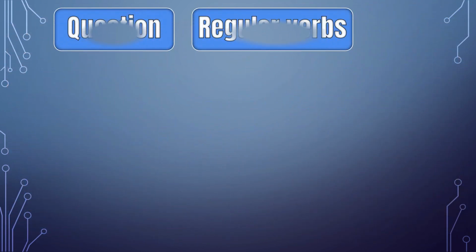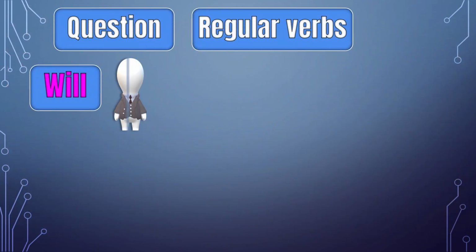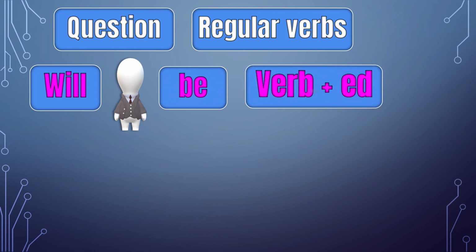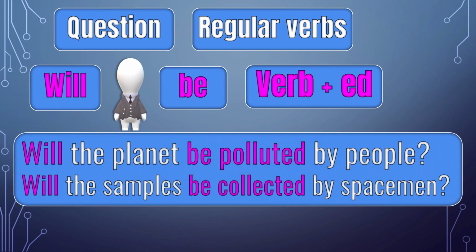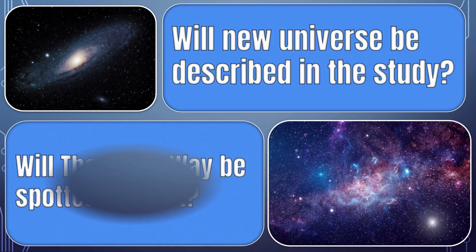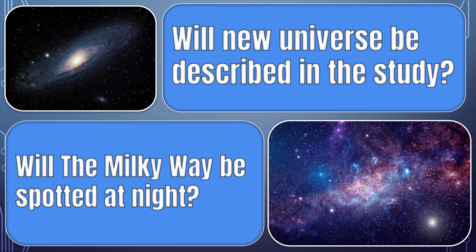When we ask a question in the future simple passive, we begin with will, then a subject, add be, plus a verb with ed. Will the planet be polluted by people? Will the samples be collected by spacemen? Will new universe be described in the study? Will the Milky Way be spotted at night?